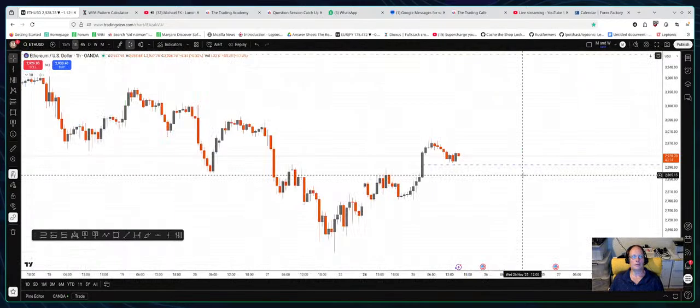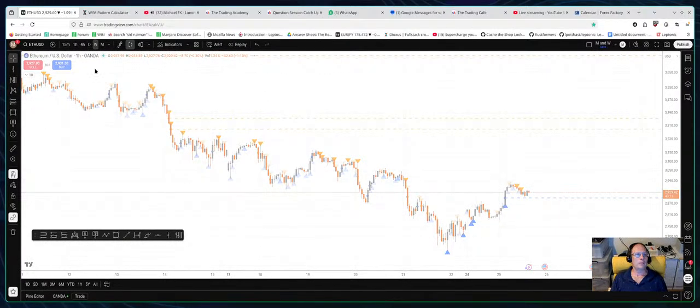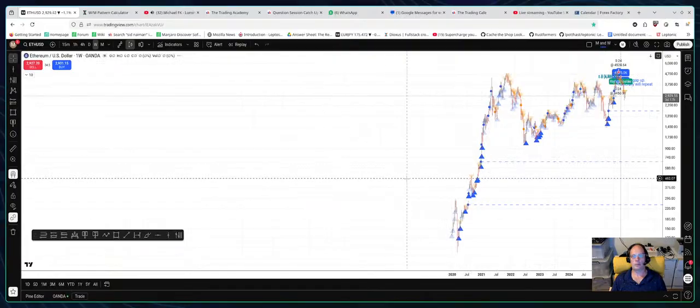Next one, that's a Head and Shoulders, and it's Ethereum. Ethereum and Bitcoin look basically the same. Okay, back to our weekly trend lines. Whee!